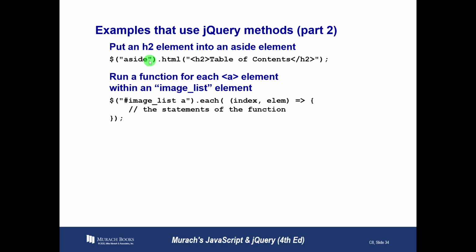Look for an aside element. Aside elements are usually some kind of bar on the right side or left side of a page. Look for the aside element and set its HTML to contain H2 table of contents. So we're altering the contents of the HTML of that semantic element aside.